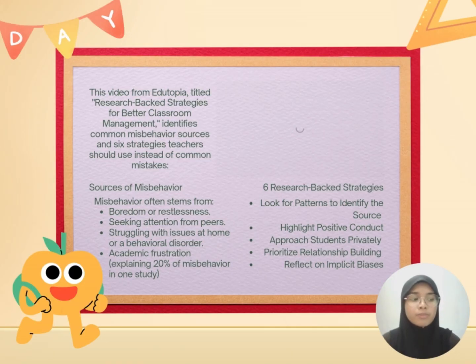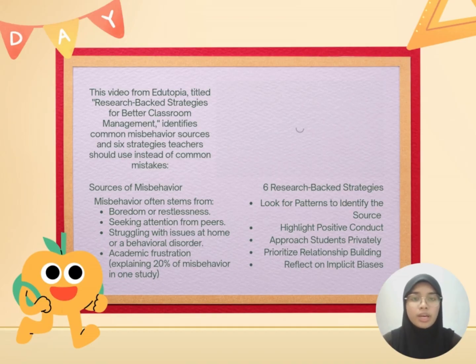So instead, we focus more on the positive behavior. Next, we have approach students privately. Because public display of misbehavior like behavior charts or data walls do not improve conduct, but instead escalate it. We also have prioritize relationship building, where we do not simply demand compliance, which often results in rebellion or power struggle, but instead we use proactive strategies like giving a positive greeting at the door and co-creating classroom norms to build and maintain strong relationships.